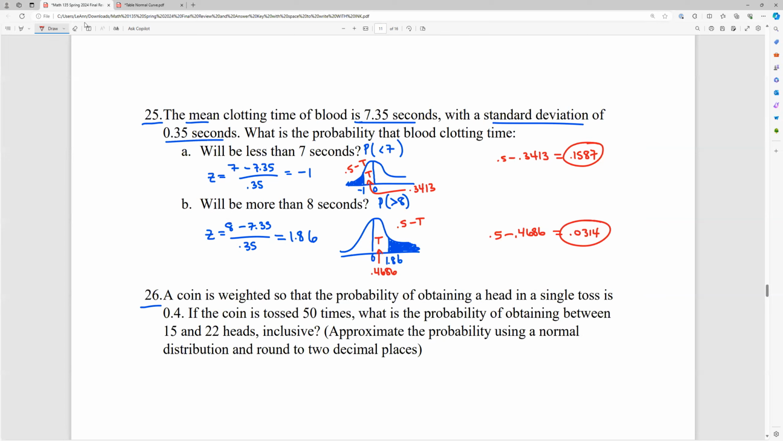Now, if you were just looking from 0 to 1.86, obviously you just use your table value. But if you're looking for something above that or below it, or maybe you're doing everything below 1.86, you would add this value to 0.5 because you'd have to go all the way shading down the whole other half. So you really should draw a picture so you can think about how to calculate that area.